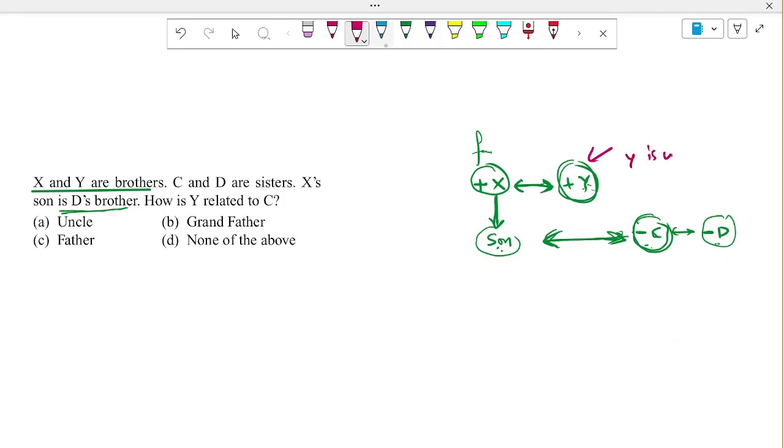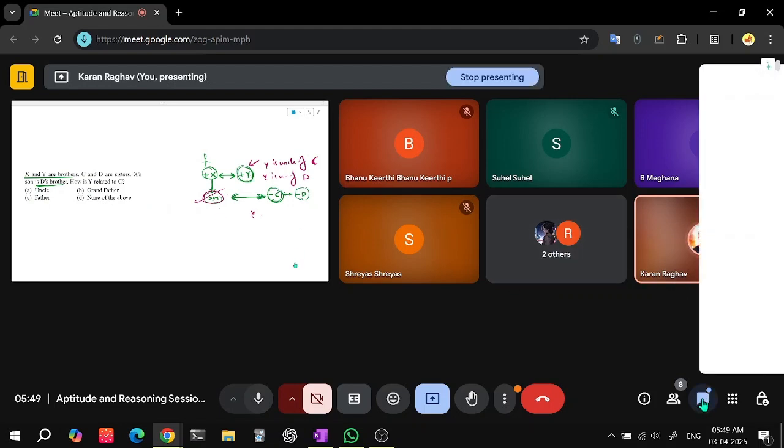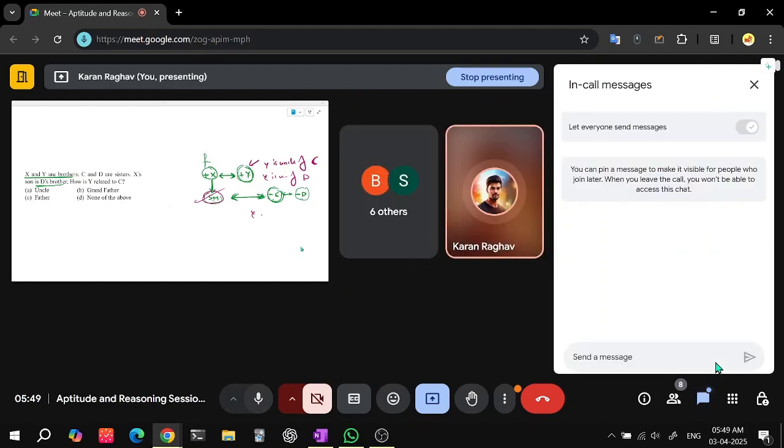It is very clear that Y is uncle of C. In the same way, Y is uncle of D also, right? And Y is uncle of this son also. You understood? I hope this question is very clear to you. Bit confusing, but if you can draw the diagram correctly, you will get the correct answer, right?